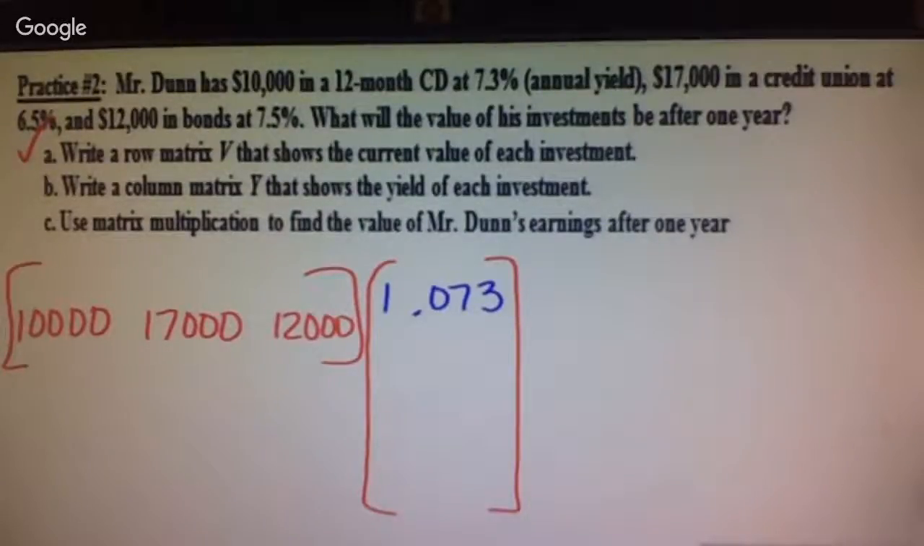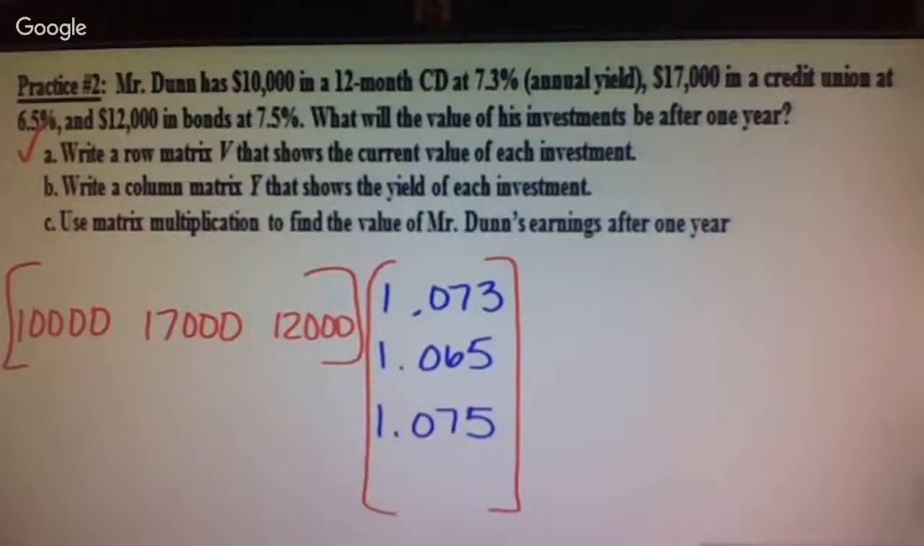Okay. The second investment is 6.5%. 1.065. And the last one, 7.5%. I have a question. Is the answer 41,785? I got 35. Is it 85?